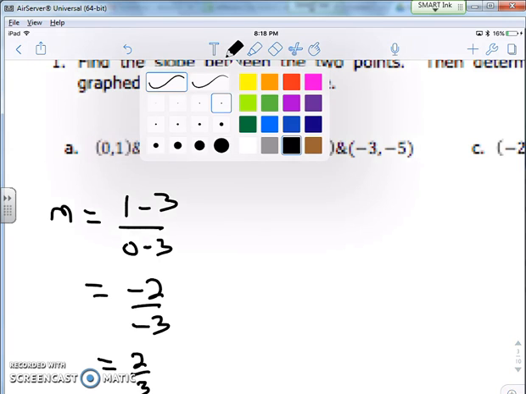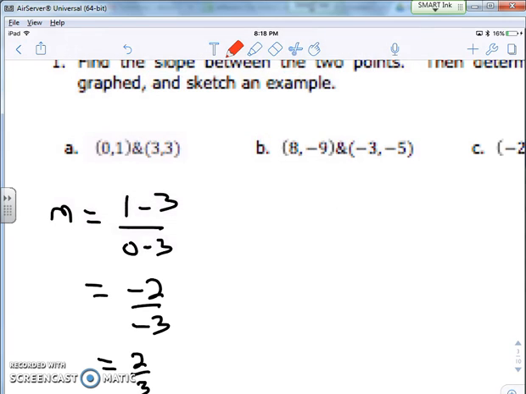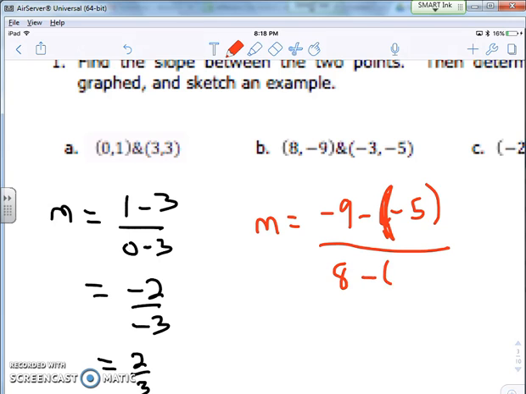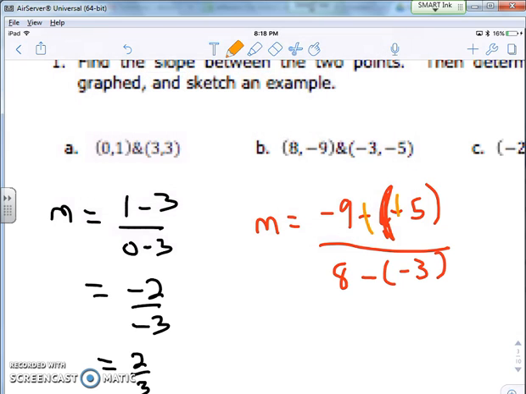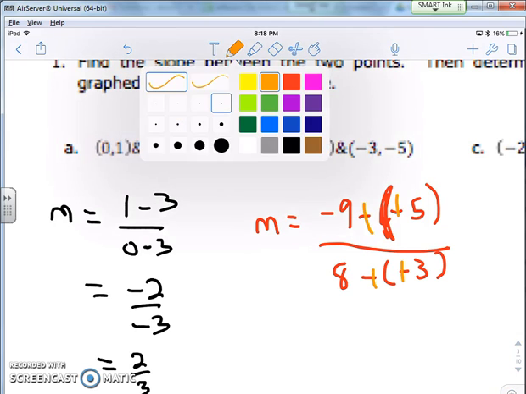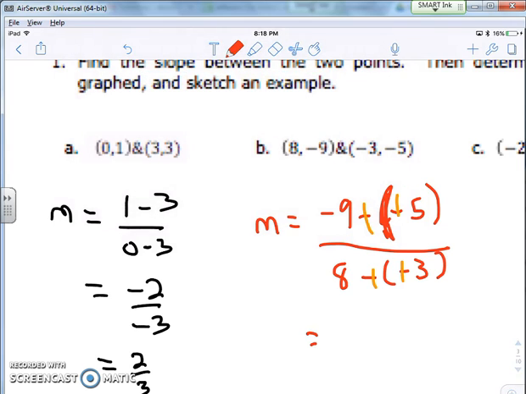If I'm going too fast, then you can pause. But this is review. We should be able to go through this pretty quick. Slope is y minus y over x minus x. And that's supposed to be a parentheses. So I use negative 9 first. I need to use 8 first. Minus a negative is plus a positive. Negative 9 plus 5 would give us negative 4 over 11. This would be sloping downward.